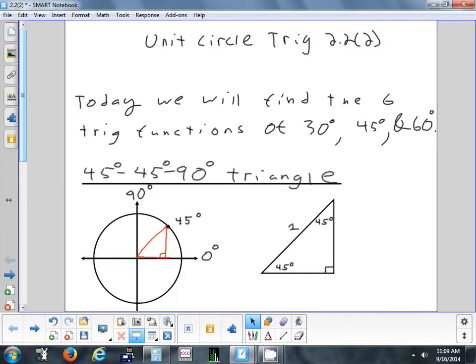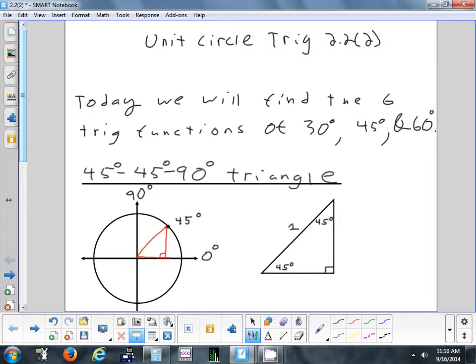I don't know the base or the height, but what do I know about the base and the height if I compare them to each other in a 45, 45, 90 triangle? Yeah, they're the same. Right? This is an isosceles triangle. It has two angles that are the same.